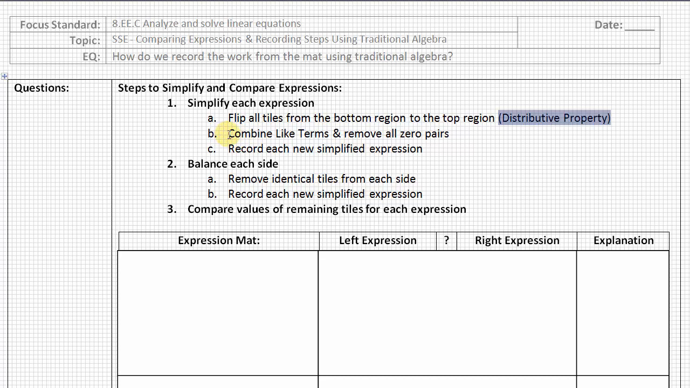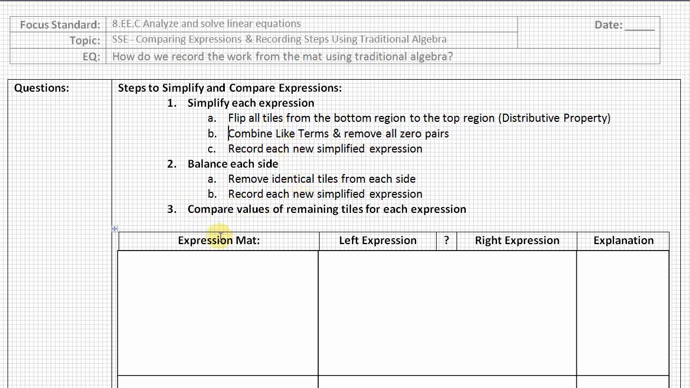Then when we're simplifying, we also need to make sure that we combine like terms, which involves removing all 0 pairs, looking for things that cancel out. So that's our first step, is always make sure that both sides of the expression mat get simplified. Then we balance, and that involves looking for identical tiles from each side that can be removed. And finally, with any tiles that remain, we can then compare the values.